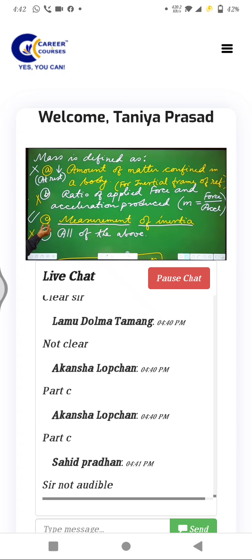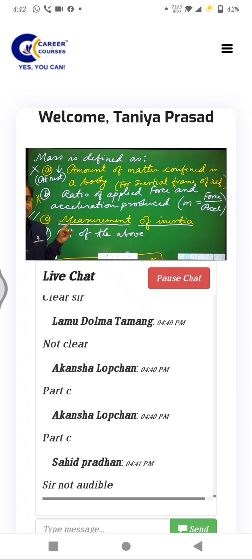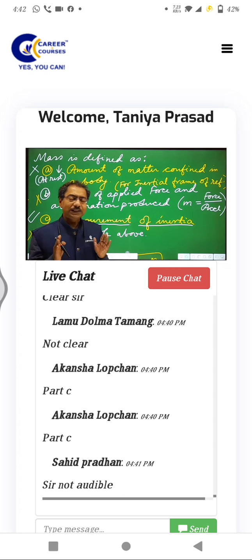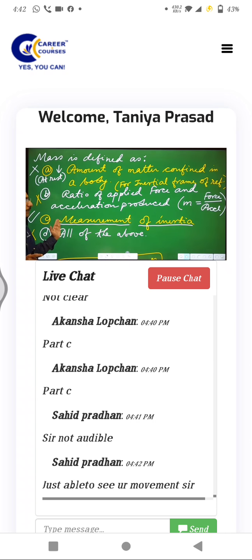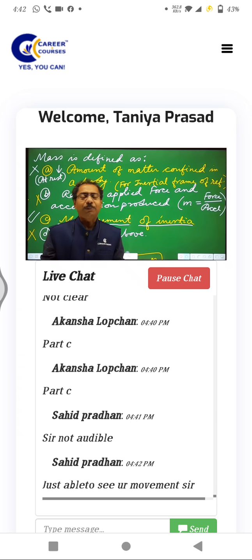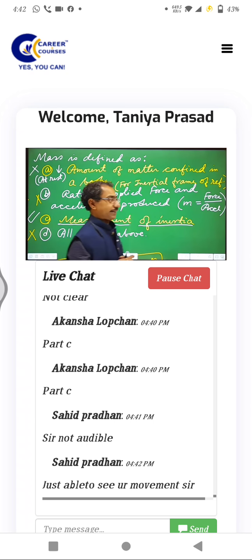That's why the definition of mass is unanimously given in this way: it is the measurement of inertia of the body. Whether the body will move or not depends upon the mass of the body. When the same force is applied, whether the body will move or come to rest depends upon the property known as mass. That's why mass is the measurement of inertia. It is true not only for a body at rest, but also for a body in motion. Is that clear now? Part C.